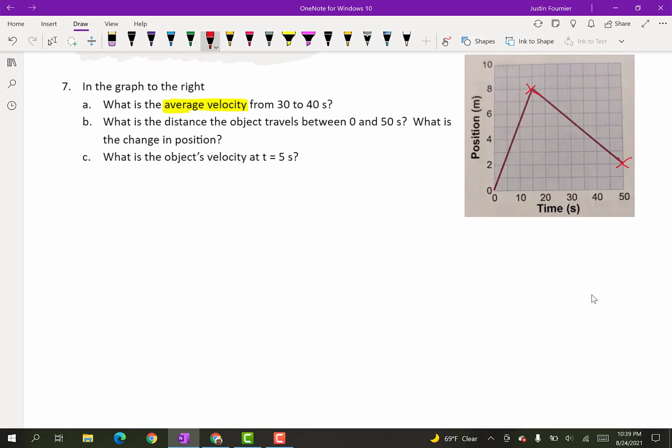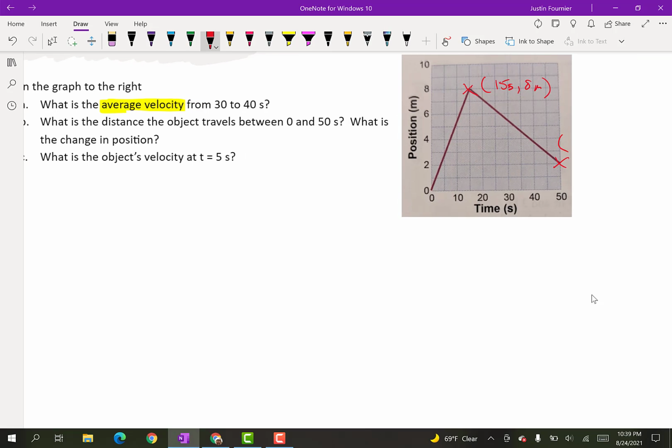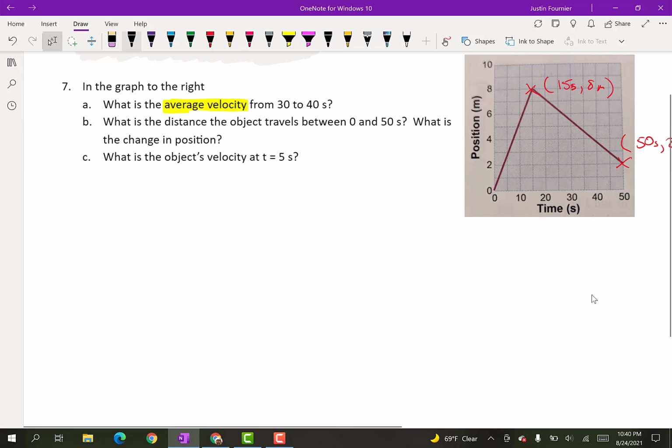So the first point that I chose is going to be at 15 seconds, comma, because I can see it up here, 8 meters. So that's going to be my first point. My second point then is going to be over here, and that's at 50 seconds, comma, 2 meters. And now I can calculate my average velocity using this.